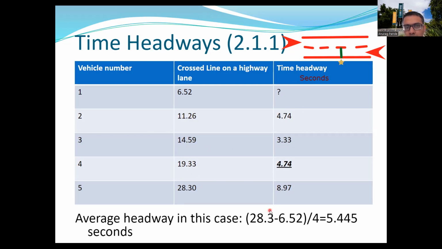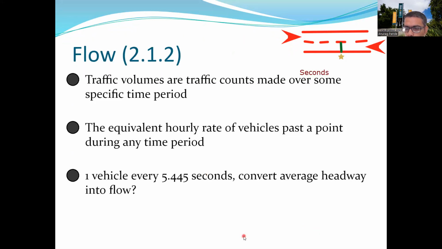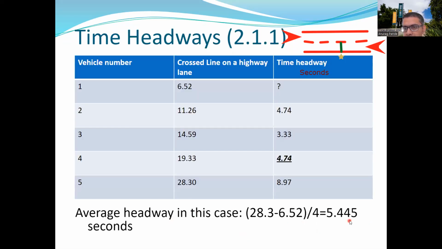If you do these measurements for a long time, for a 1 hour period and so forth, you can estimate what we call an average headway. The average headway is the last vehicle's passing time minus the first vehicle's passing time, divided by the number of headways you observed. So 28.3 is the fifth vehicle passing, 6.52 is the first vehicle passing, and you divide by 4 headways, because you measure the first, second, third, and fourth headways. So the average headway here is 28.3 minus 6.52 divided by 4. And then you could do this for many, many vehicles.